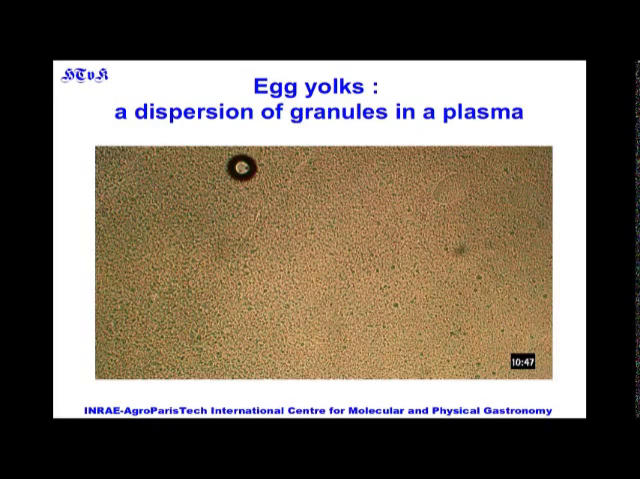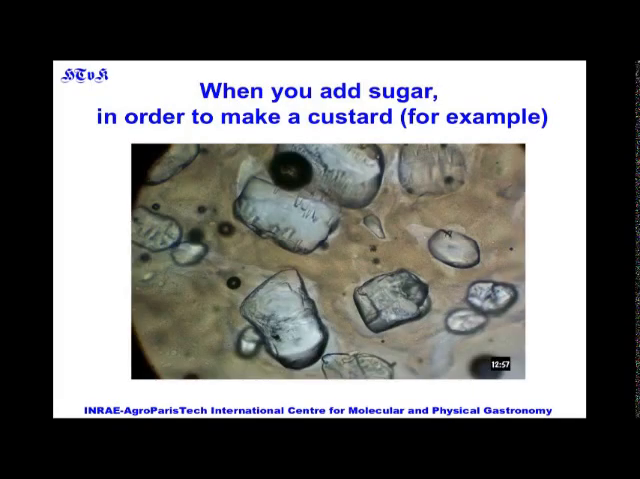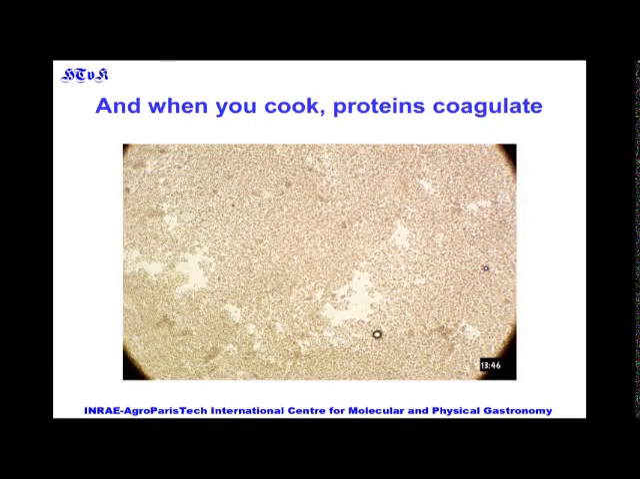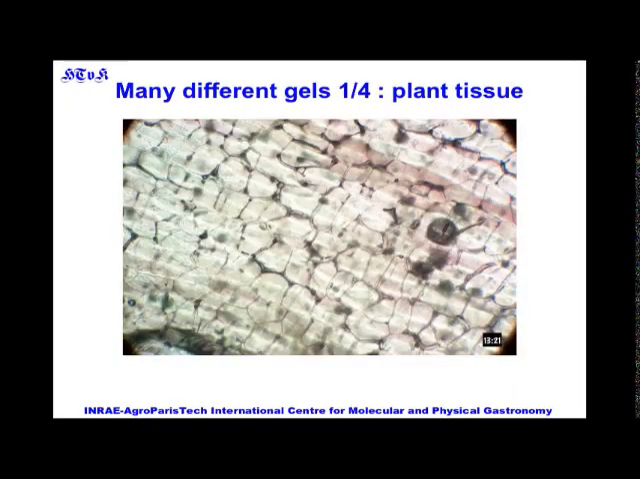We are going to describe this later, but now a more simple system, egg yolk, a dispersion of granules in a plasma. When you make a custard, for example, you add sugar crystals, and you still have a suspension. The solid, the crystals of sugar, are dispersed into the liquid. When you whip, it turns white. Why? Because you introduce a lot of air bubbles. So now you have a foamy suspension. Okay? And finally, when you cook, proteins coagulate, and this is why your custard becomes thick.